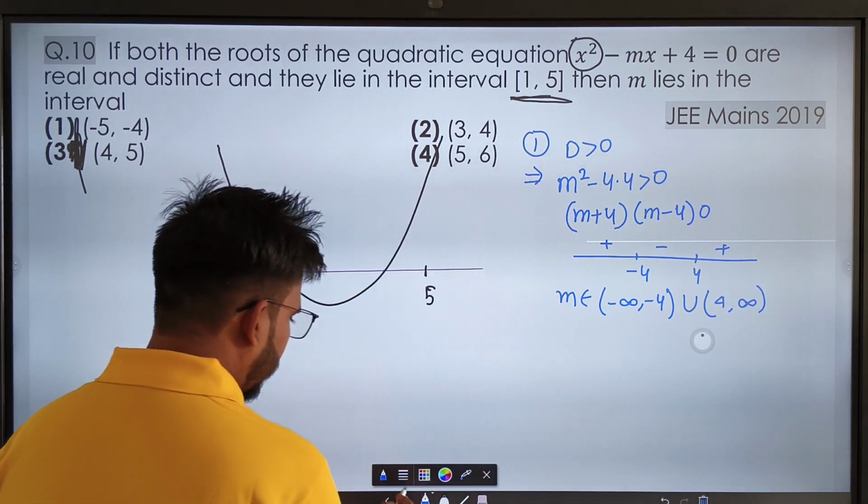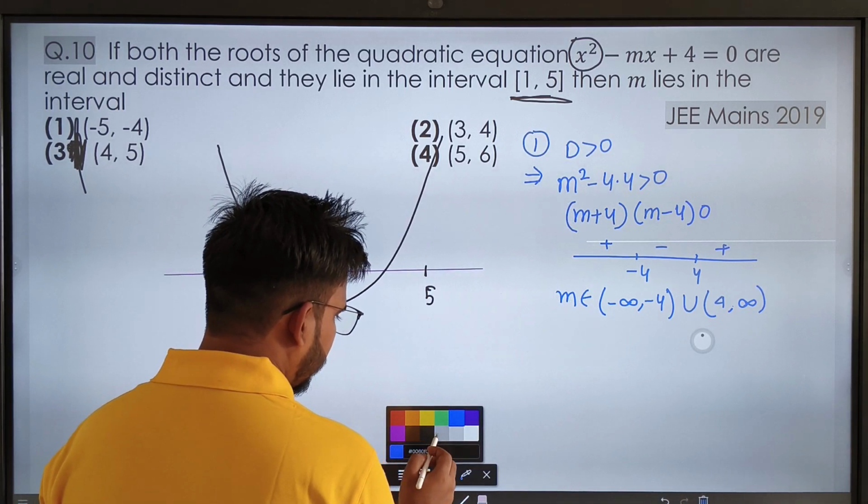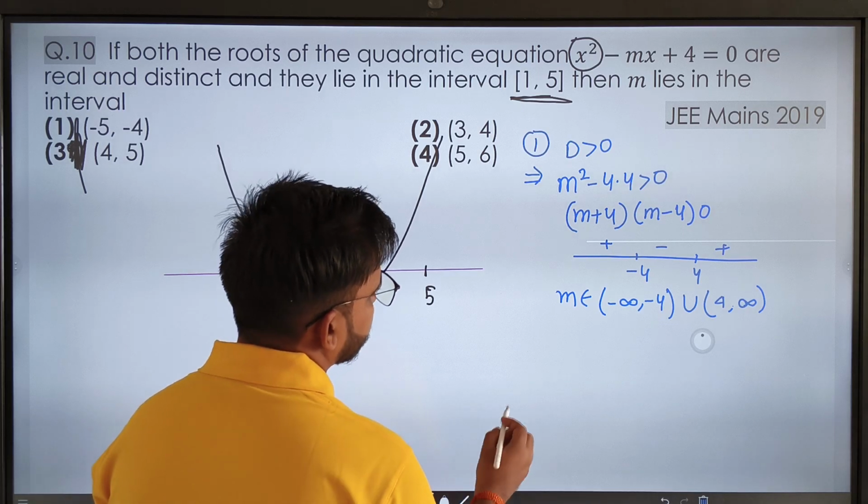Second, what is the second? The second is again very simple. The second portion.